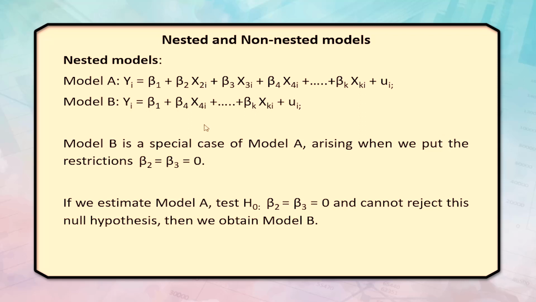That means model B can be derived from model A, or model B is a special case of model A when the coefficients of x2 and x3 are 0. That means when beta 2 and beta 3 are 0, model A folds to model B. So, model B is nested within model A. And so, the usual testing procedure is we estimate model A and test whether beta 2 and beta 3 are each equal to 0. That is a very familiar test that we have already studied.